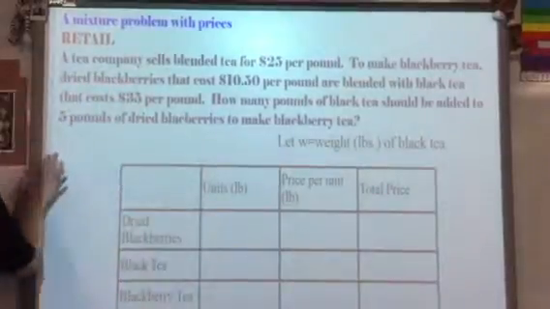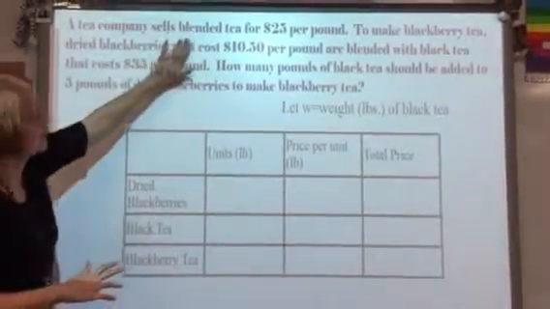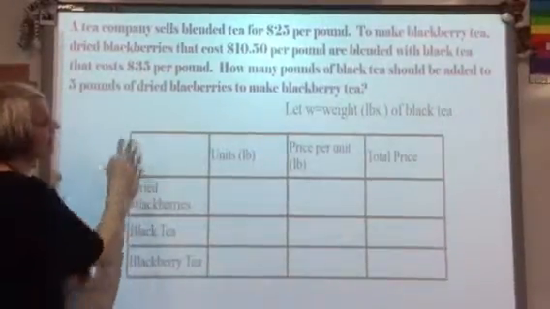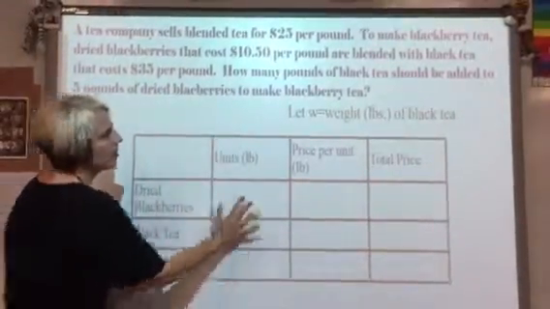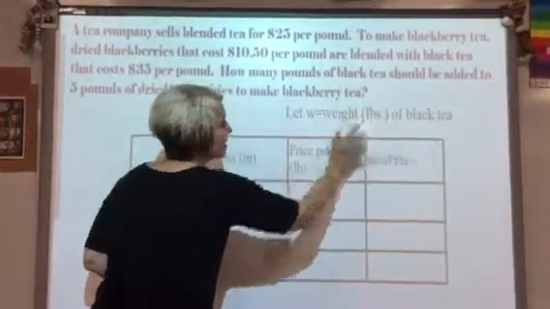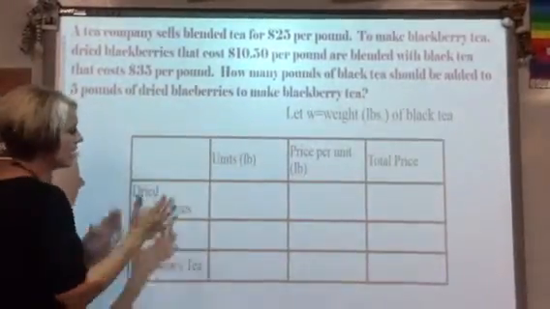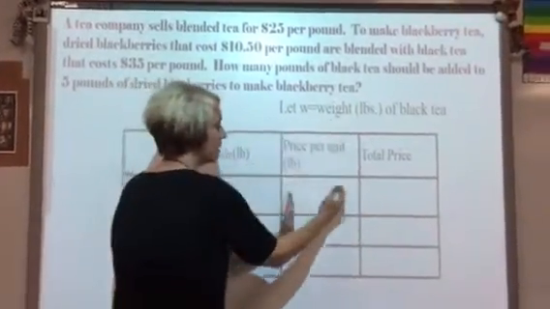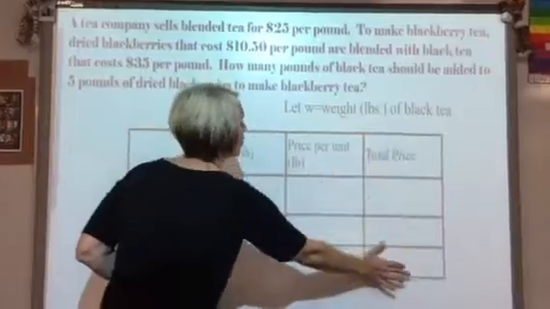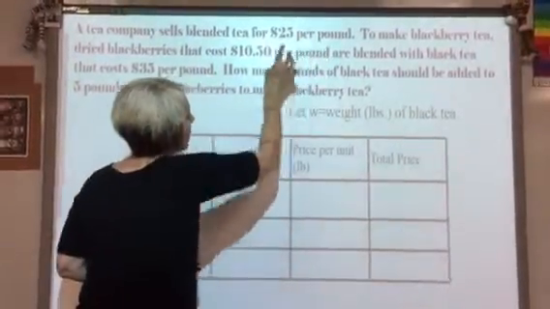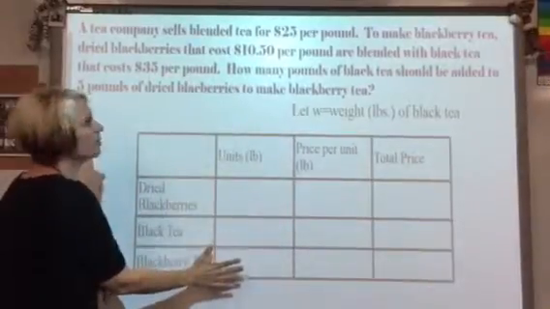It's called retail. A tea company sells blended tea for $25 per pound. So as you can see, I have a table set up. I already told you my let statement. I want let W be the weight of black tea, and I'll show you where I got that in a moment. And in this column, I have the pounds. In this column, I have the price per pound, and here I have the total price. So I already know that I'm going to sell this at $25 per pound, so I know I'm going to put 25 on the table somewhere.